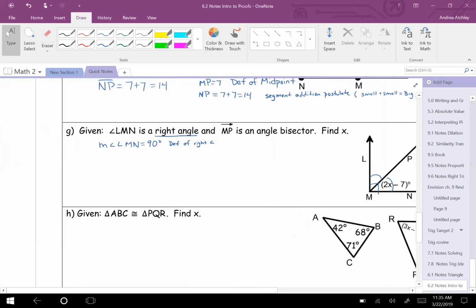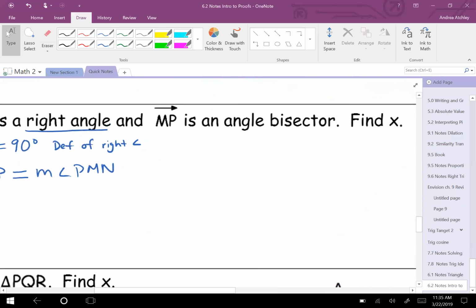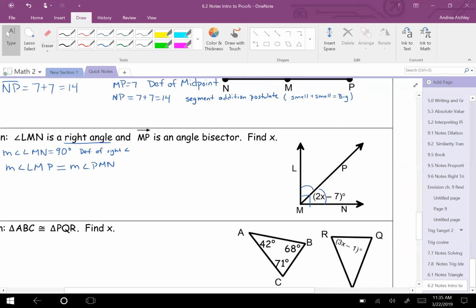Okay. So I could say the measure of angle LMP is equal to the measure of angle PMN. Anyone want to guess at what that reasoning is? PMN, LMP. NMP is the same thing. It doesn't matter which order I put it.